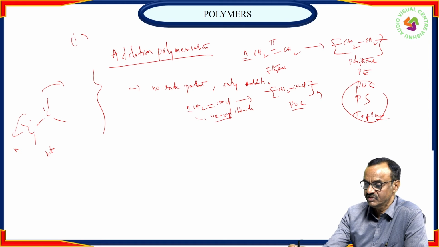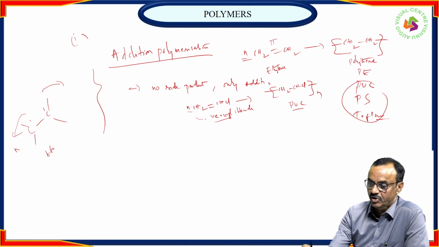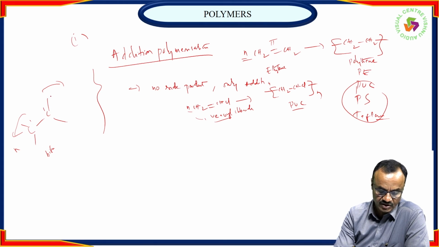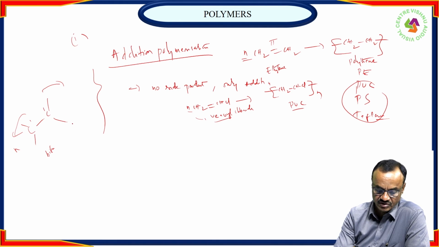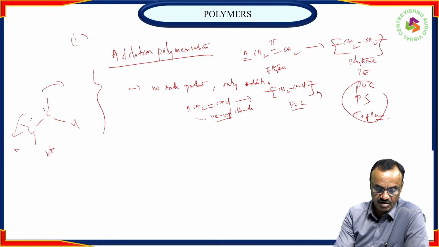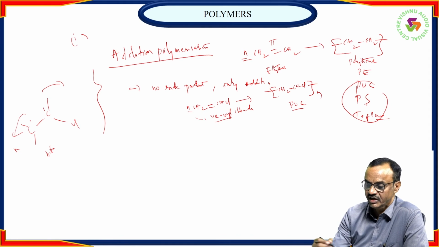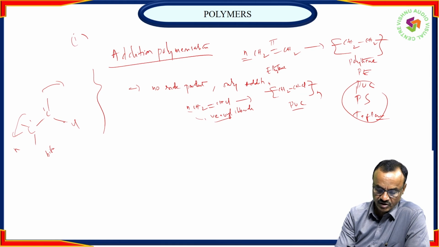So all consisting of same skeletal structure. If it is polythene, consisting of only hydrogen. If it is polyvinyl chloride, consisting of one of the hydrogens attached with Cl, remaining are hydrogen. If it is polystyrene, one of the hydrogens substituted by what?